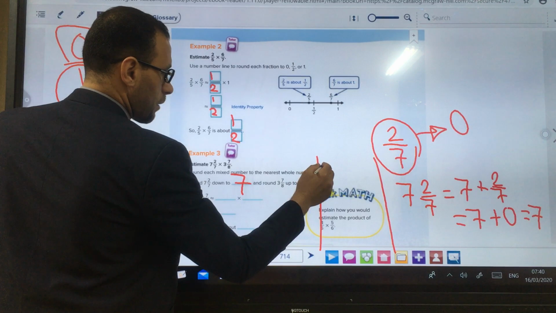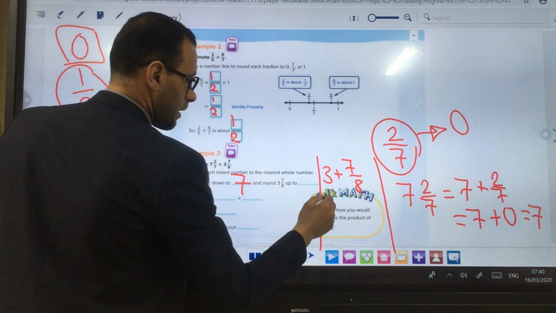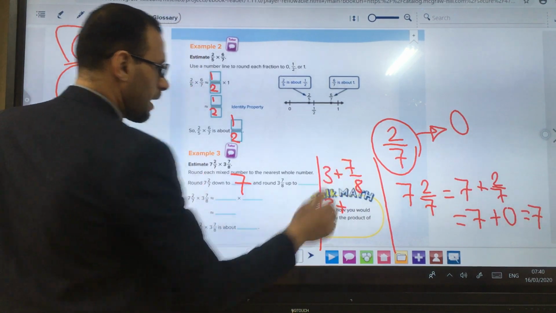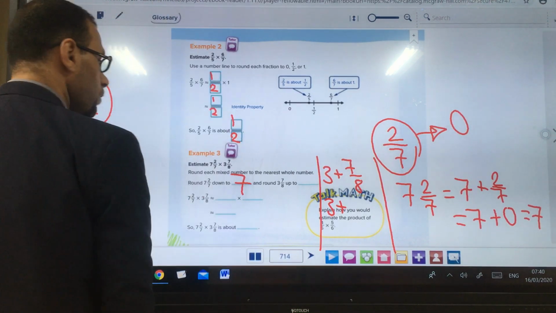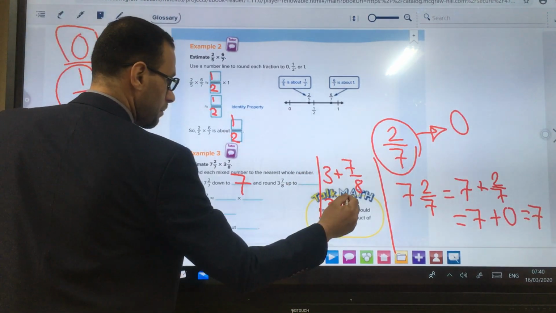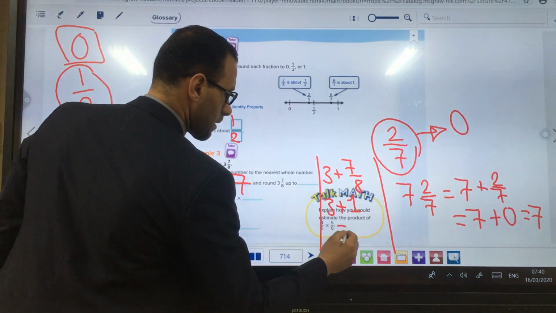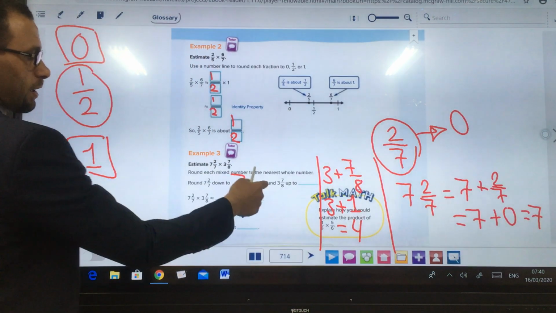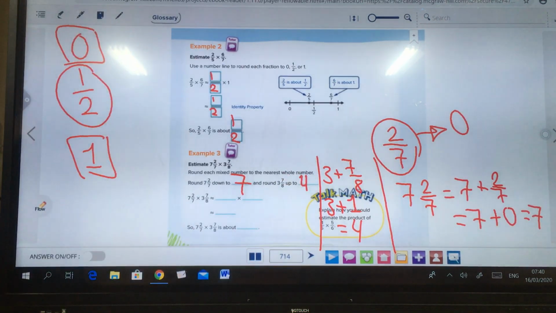3 and 7 out of 8 means 3 plus 7 out of 8. 3 plus 7 out of 8, closer to what? Okay, Fahim, tell me. 7 out of 8 is closer to what? Yes, closer to 1. So 7 out of 8 becomes 1. Okay, we round it. So 3 plus 1 is 4. So 3 and 7 out of 8 becomes 4.